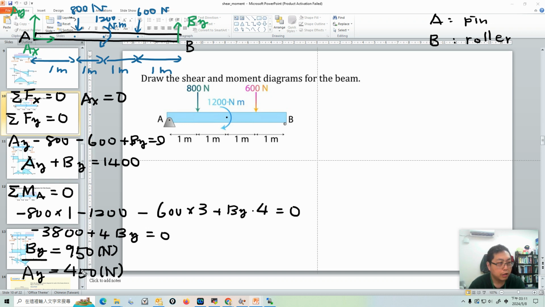Okay, so with this information, we can start to draw the so-called shear diagram. For a shear moment diagram, we always draw the shear diagram first. And I need more space, so maybe I clean this up.